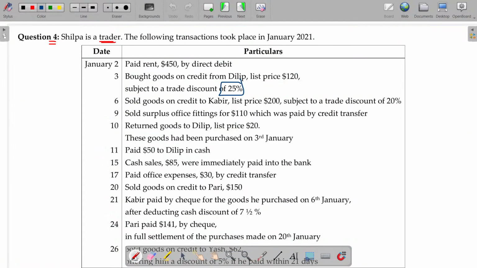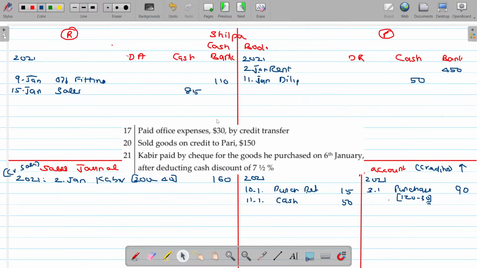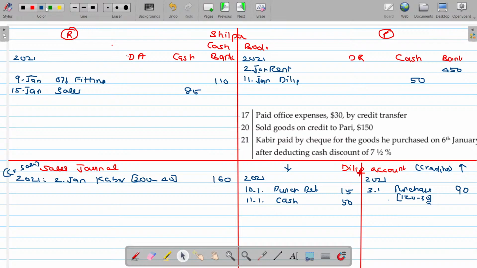Then we further go from 17 to 21, three more transactions. Paid office expenses 30 by credit transfer. So in the payment side of your cash book, 17th Jan, payment is for office expenses. Credit transfer means it may be paid by bank, 30. Sold goods on credit to Pari.